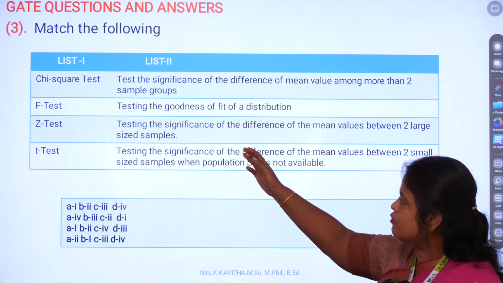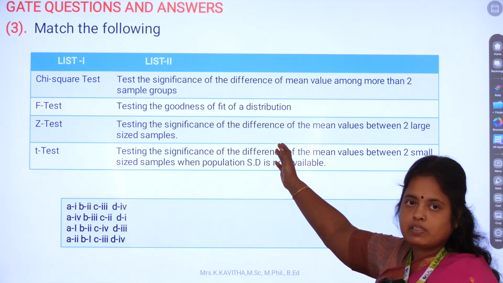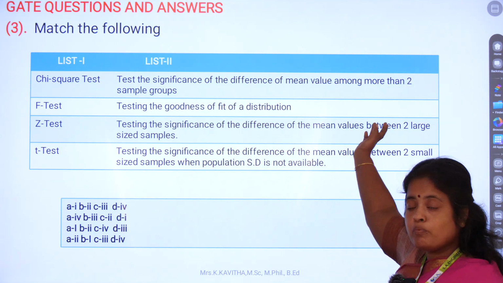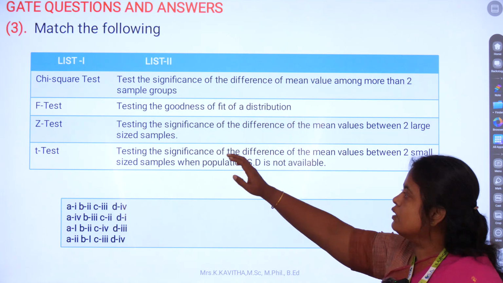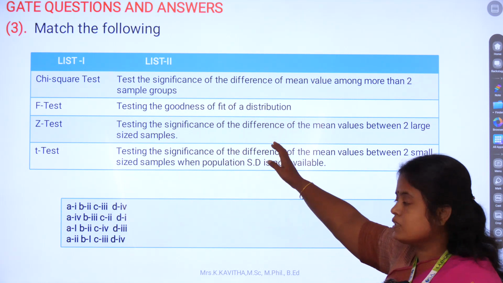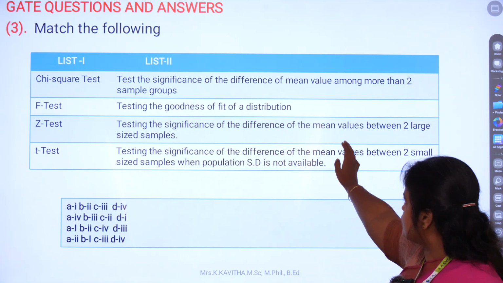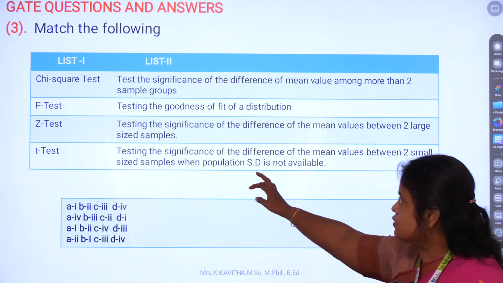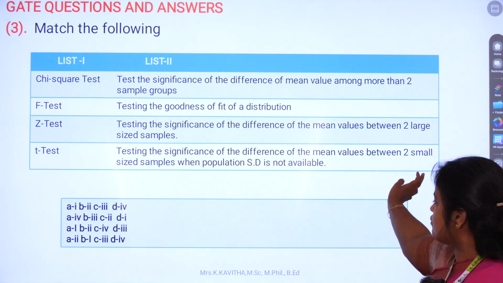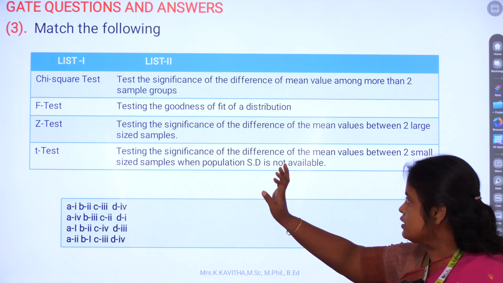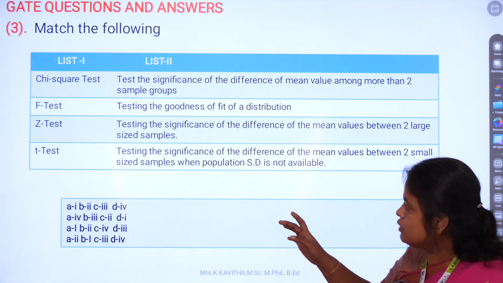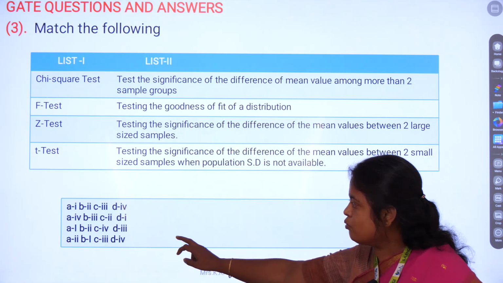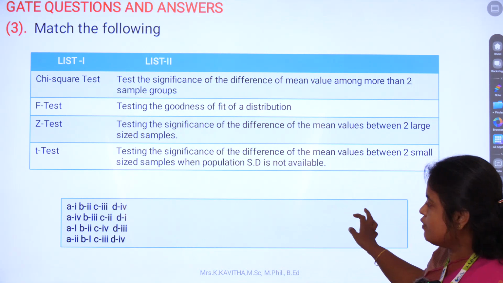Chi-square test is mainly used for testing the goodness of fit. F-test is used to test the significant difference of means for more than 2 sample groups. Z-test is used to test the significance of difference of mean values between 2 large samples. T-test is used to test the significant difference of the sample values between 2 small-sized samples. So the correct option is the last option: A2, B1, C3 and D4.